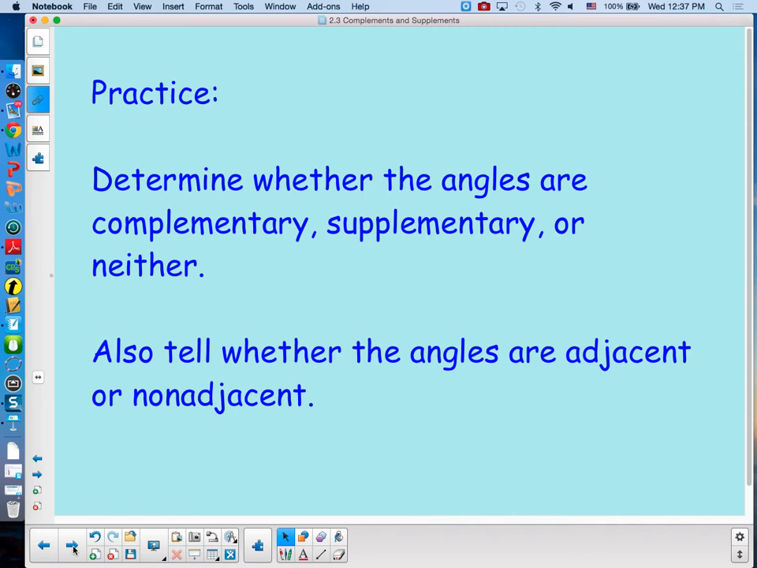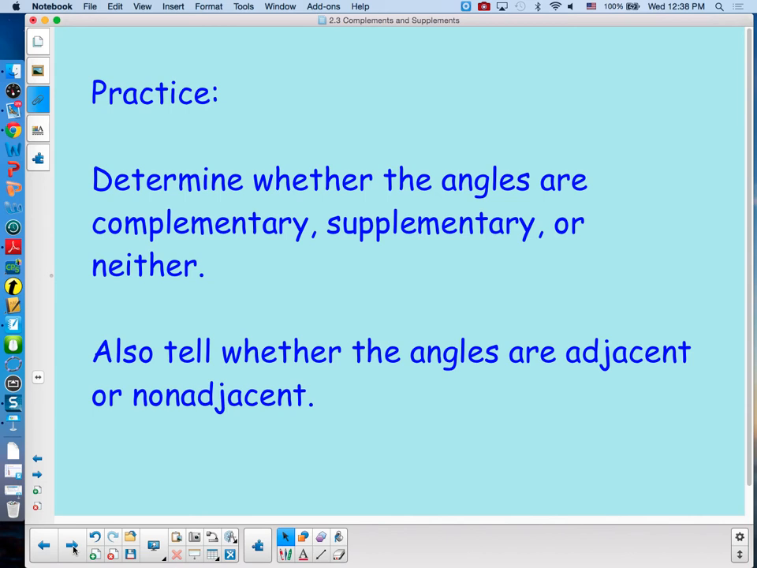Number four, Lupe, supplementary and how much? Non-adjacent? She's got a mistake. If you add 110 and 80, it'll be 190 degrees. So it's neither. So not supplementary. Neither complementary or supplementary, I had it added wrong.